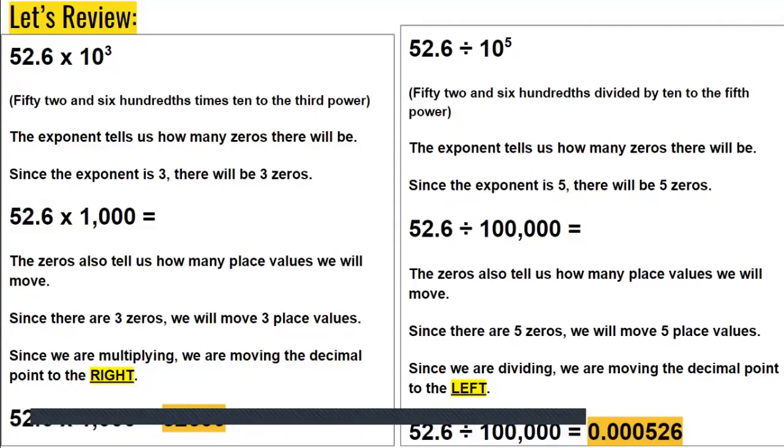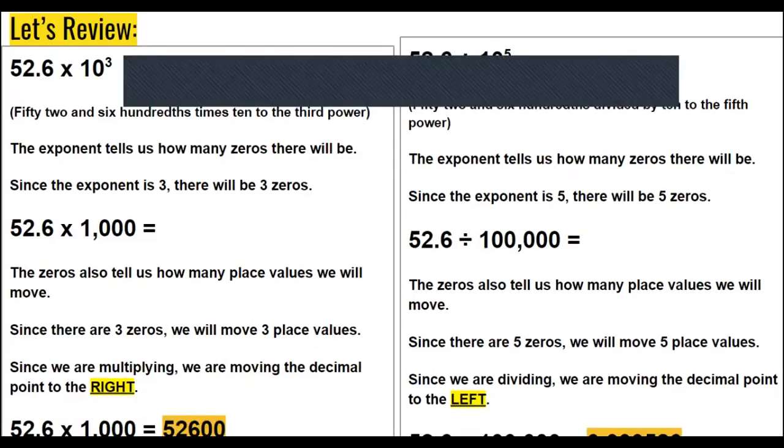So for example, 52.6 times 10 to the third power. The exponent tells us how many zeros there will be. Since the exponent is 3, there will be 3 zeros. So 52.6.